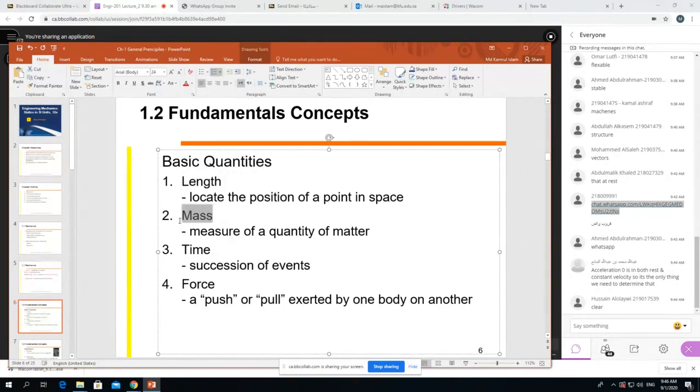Another one is mass. Mass is the measure of the quantity of matter. Here I have one question for you, and I will explain, or you will answer me. Mass is the quantity of matter. As an example, how much mass is in a body? Can someone tell me an example of mass in the real world?